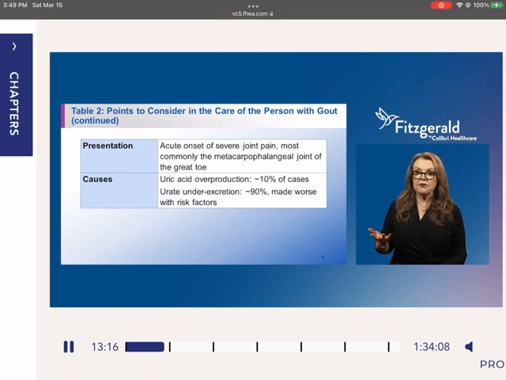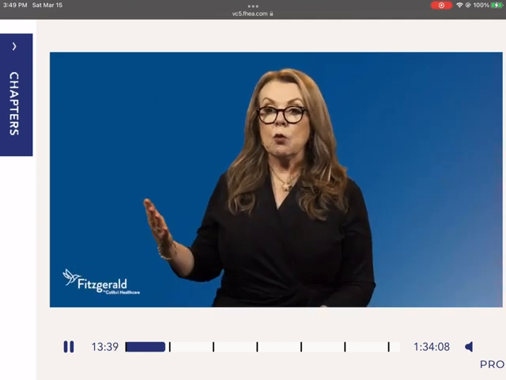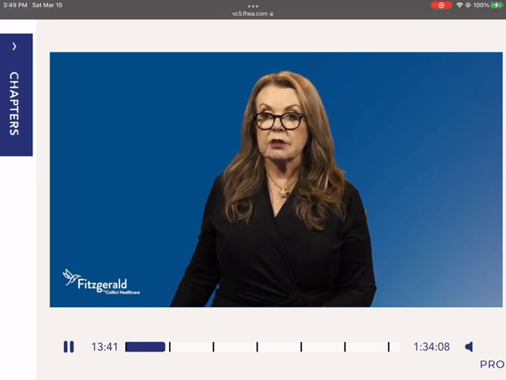Presentation, I think most of you are aware of this. Acute onset severe joint pain most commonly will be the base of the great toe. Causes. Interestingly enough, with gout, only about 10% have uric acid overproduction. 90% will have urate under excretion, which is then made worse with risk factors.